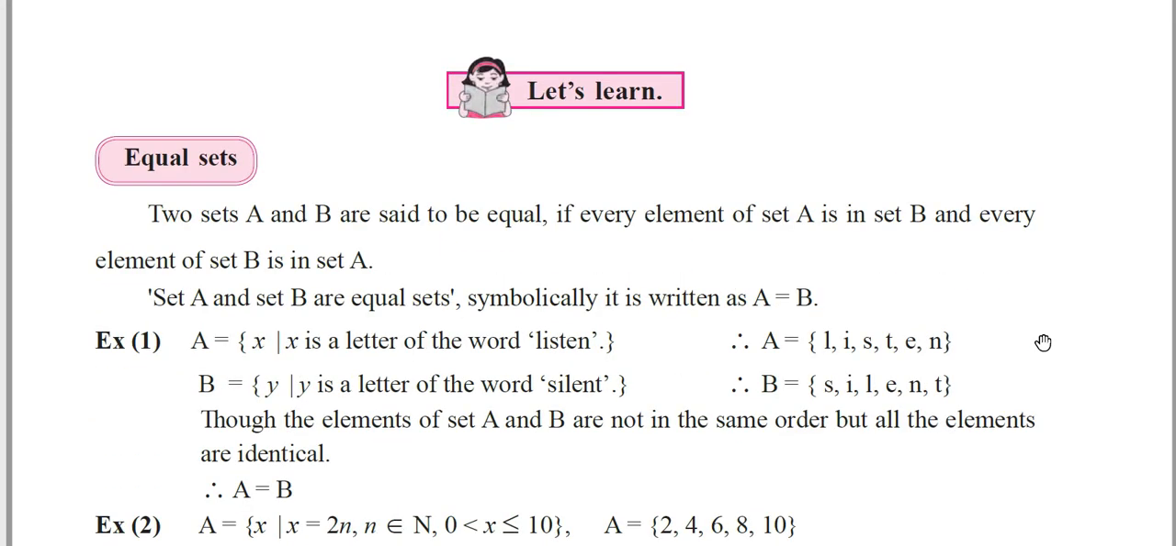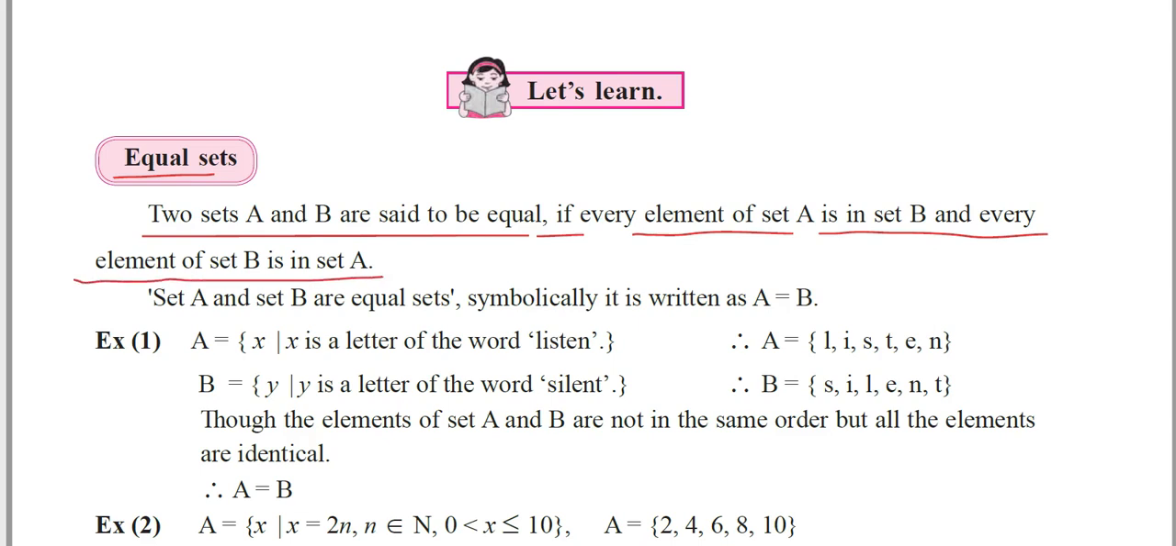Now the equal sets. Two sets are said to be equal if every element of the set A is in the set B and every element of the set B is in the set A. Set A and set B are equal sets. Symbolically, it is written as A is equal to B.